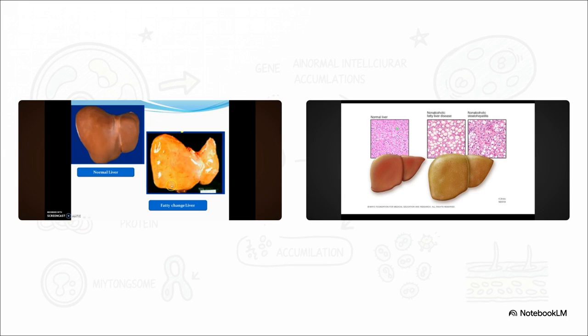The entire organ grossly enlarges and turns this soft, greasy yellow color. And microscopically, the cells are entirely displaced by massive clear vacuoles of accumulated triglycerides. The cell has totally forgotten its actual job and just become nothing more than a fat storage unit.